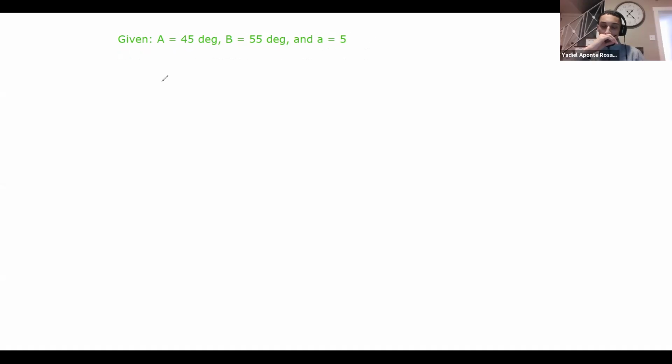Sine of 45 divided by 5 is equal to sine of 55 divided by b. Right, so that's going to help us find b. But what's nice is that you have big A and little a, which means right away you should know you're going to be able to use law of sines. So before we find b, let's find the last angle.